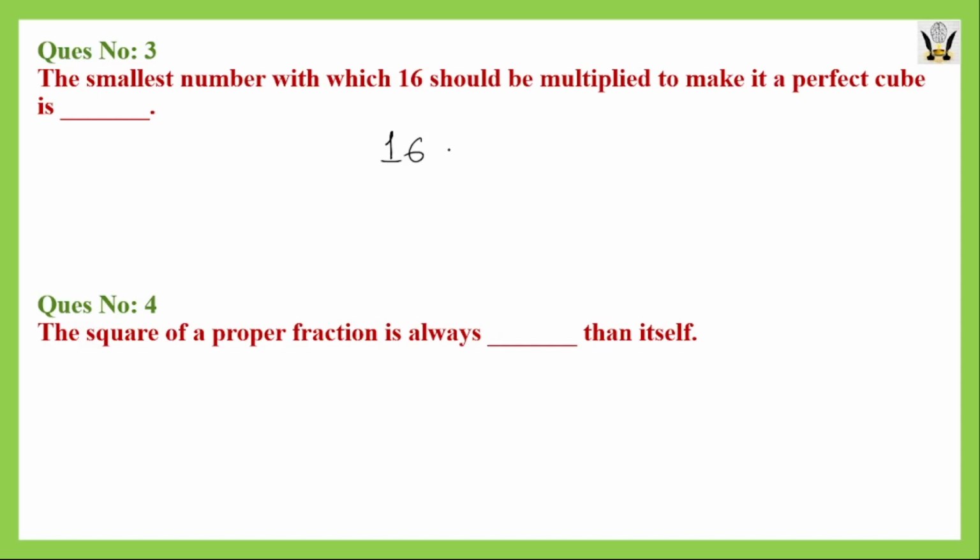So 16, we know, is a perfect square number. This is square of 4, and what we have to find here is the smallest number which we need to multiply with 16 so that the final number becomes a perfect cube. That means with 4 square, with 16, if we multiply another 4, that becomes a perfect cube, which is cube of 4. So our answer will be that with 16 we need to multiply 4, the smallest number, to make that number a perfect cube. Now why is it the smallest number? Because this will give you 16 4s are 64.